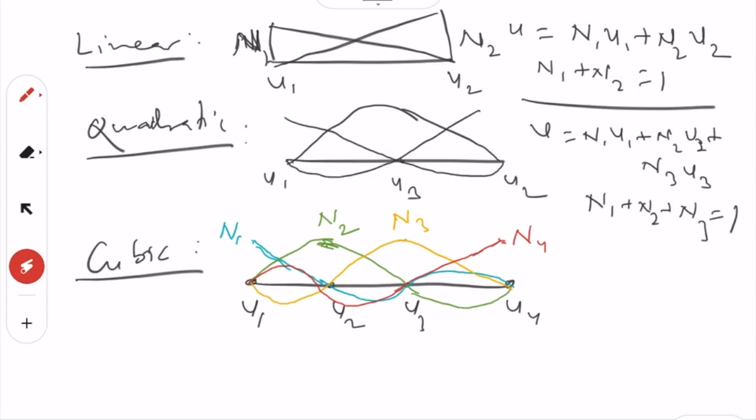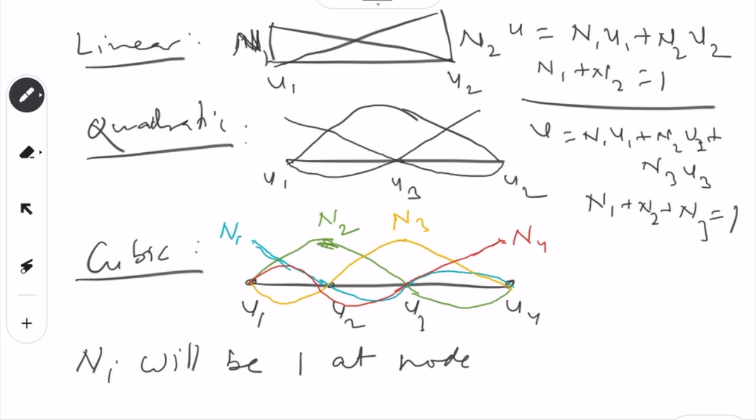So, simply what it means is Ni will be 1 at node I, and Ni will be 0 at all other nodes, as simple as that. So, this is the idea. Accordingly, you can compose any kind of interpolation function or any kind of test function basically.